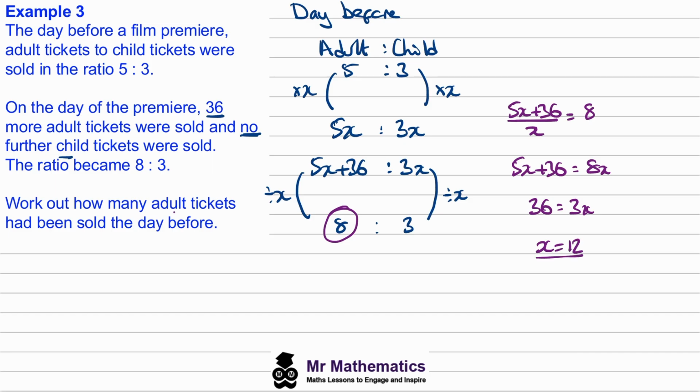So for the total number of adult tickets sold, we'll substitute that 12 into here, and we'll get 5 times 12 will give us 60. So 60 adult tickets sold the day before opening. How did you get on with that? Let's try example 4.